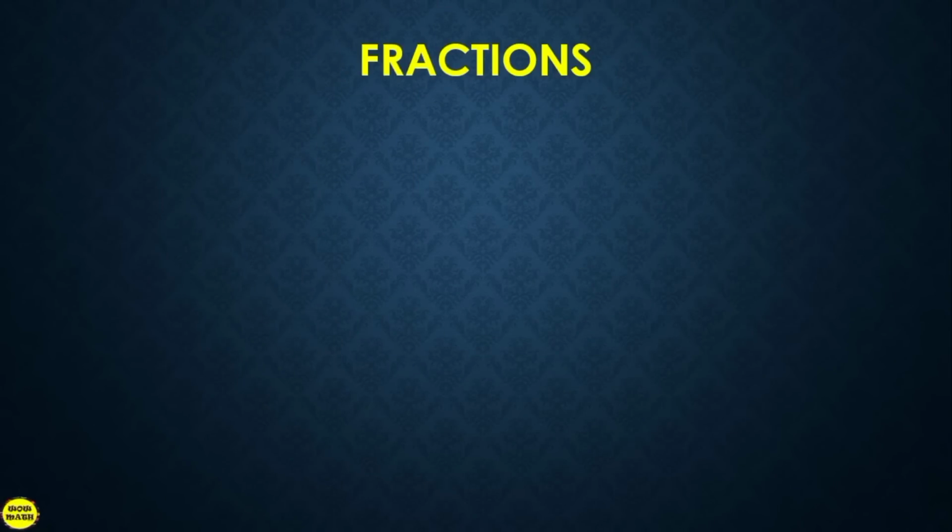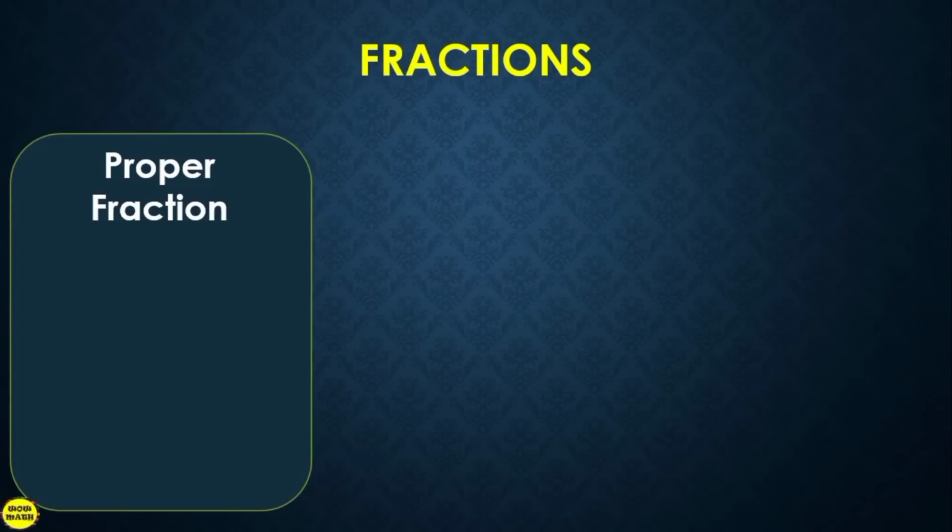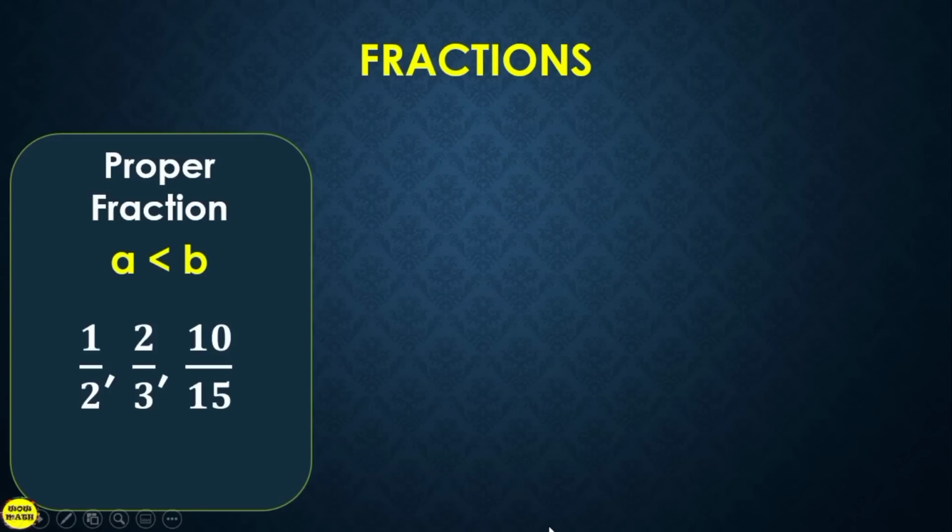Also, meron tayong different types of fractions. May tinatawag tayong proper fractions. So, pag sinabi natin proper fractions, your A is represent for numerator and B is for denominator. So, pag sinabi natin proper fraction, your numerator is less than sa denominator natin. So, tatandaan natin yan ha. Kapag proper fraction, yung numerator natin ay mas mababa sa denominator natin.